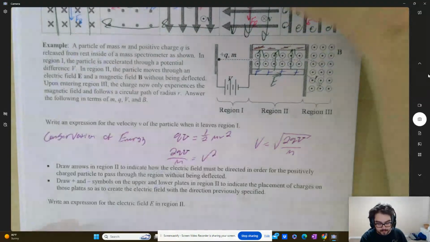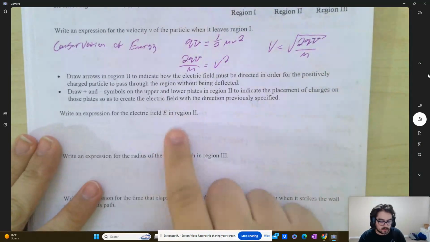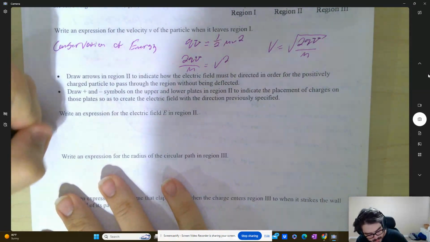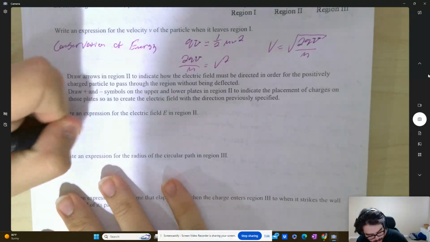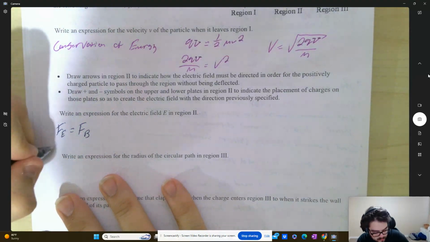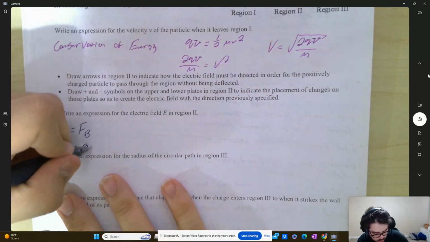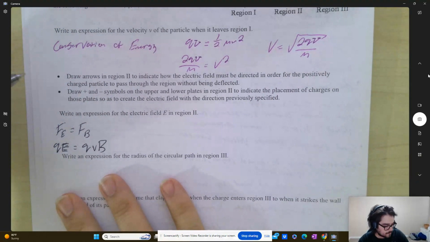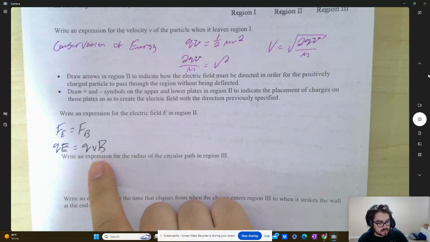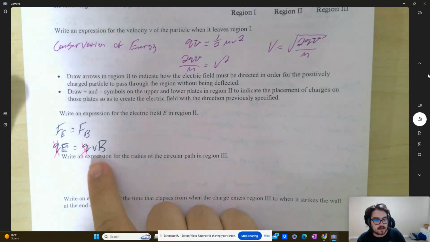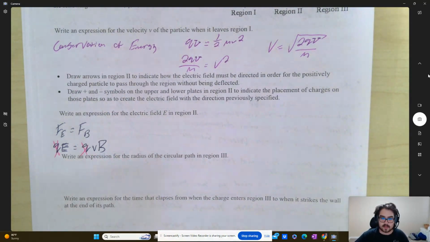To figure out the electric field in region two, the best thing to start with is Newton's second law, by first stating that the electric field force must be equal to the B field force. So you would get QE equals QvB. Then you recognize you have a Q on both sides, so we can knock those out and make our life easier. But you don't know what V is yet.